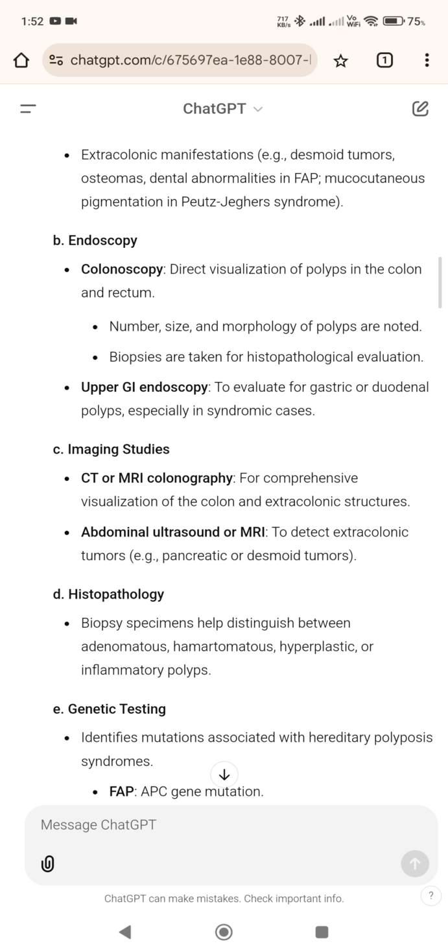B. Endoscopy. Colonoscopy, direct visualization of polyps in the colon and rectum. Number, size, and morphology of polyps are noted. Biopsies are taken for histopathological evaluation. Upper GI endoscopy to evaluate for gastric or duodenal polyps, especially in syndromic cases.